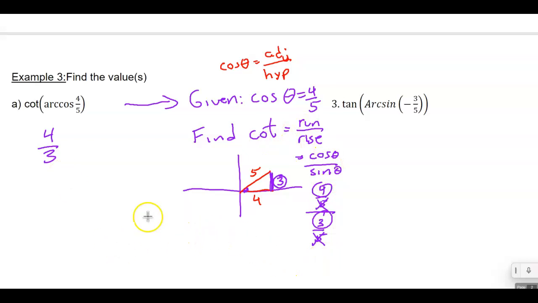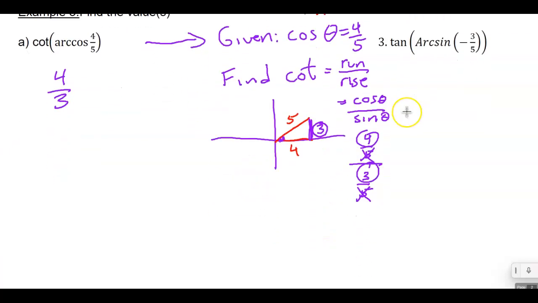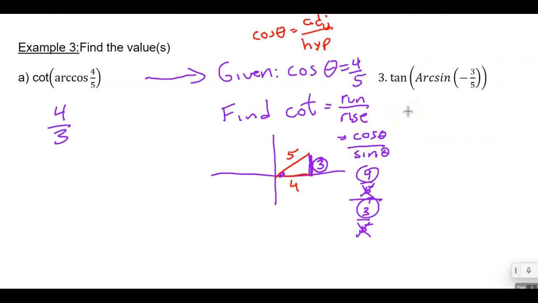Now, is this the only answer? All right, this is the skill for today. This is the main thing. So do I have one answer, or do I have multiple answers? And how would I know? Because it says value or values. So how do I know?